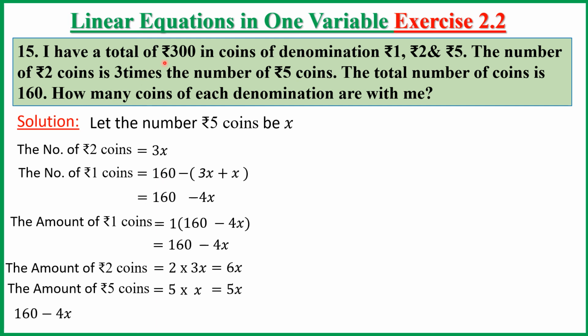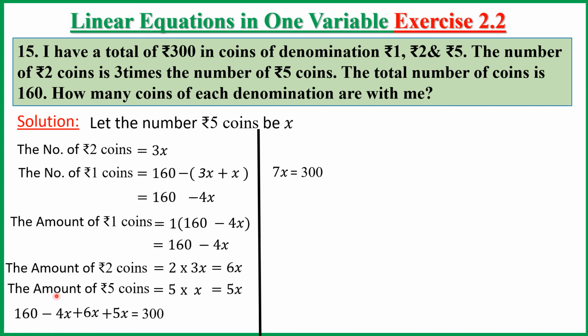So what are they given? They are given a total of 300 rupees. So if we add all the amounts together, 160 minus 4x plus 6x plus 5x equals 300. Here we have plus 6x plus 5x, addition. So 11x minus 4x, minus, plus, minus. So 11 minus 4 is 7, and 11 has the greater sign. So it is 7x is equal to 300.